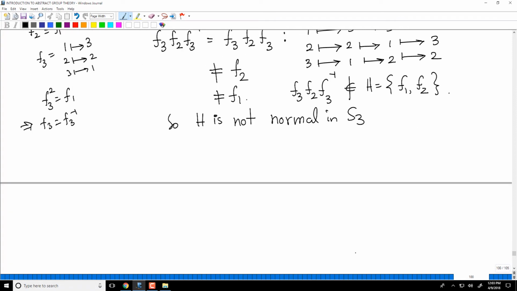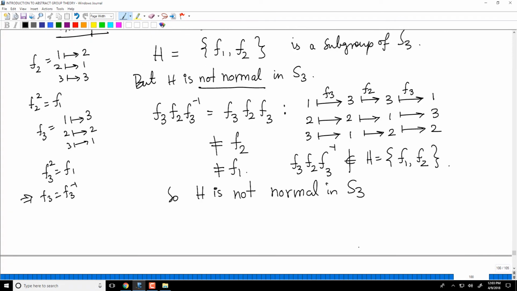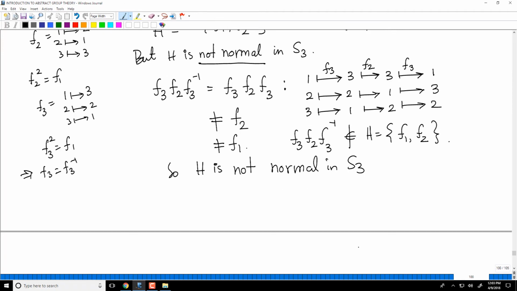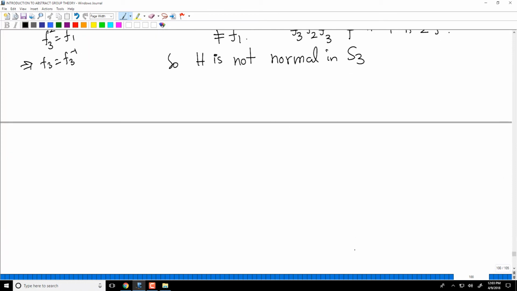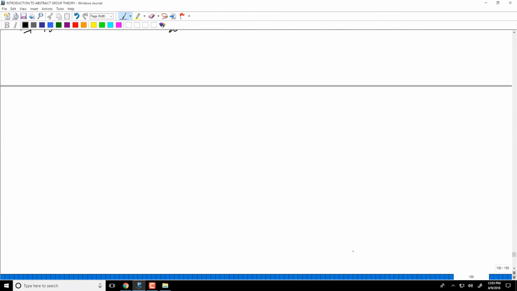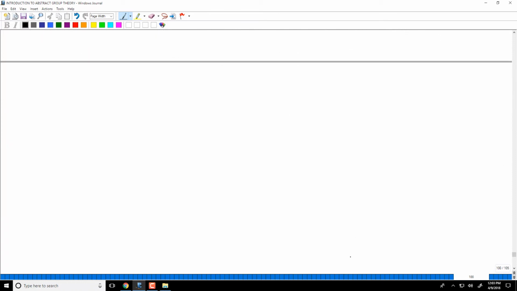Okay, so it's not a normal subgroup. So Abelian groups, all subgroups of Abelian groups are normal, but non-Abelian groups have non-normal subgroups, which are not normal. I want to now introduce two important examples of normal subgroups.